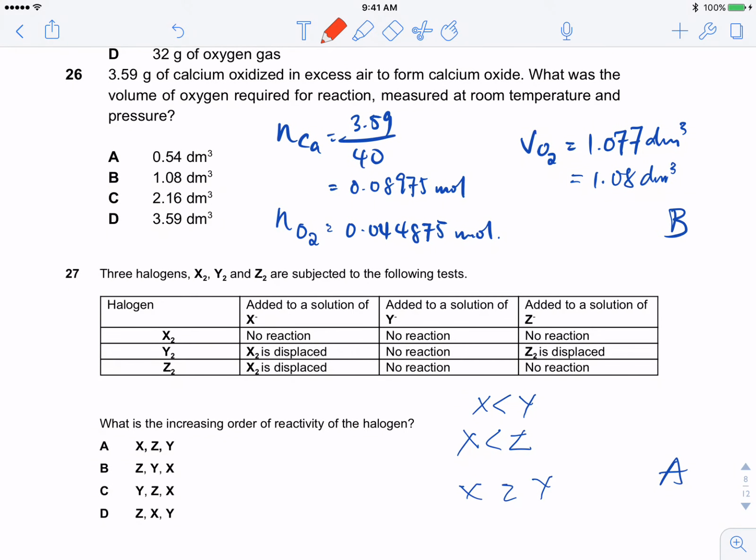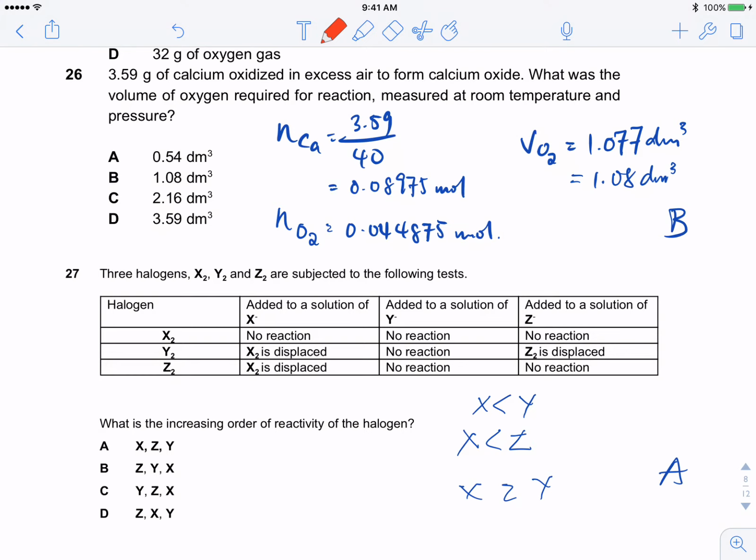Question 26. 3.59 gram of calcium oxidized in excess air to form calcium oxide. What was the volume of oxygen required for a reaction measured at room temperature and pressure? So again, first step, find the number of moles. Find the number of moles of calcium by taking the mass divided by the MR. You get the number of moles.